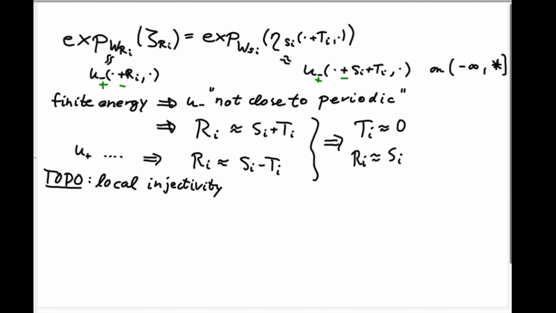Let me state local injectivity. So if R is not equal to S, but R is close to S, then the gluing of R should be not equal to the gluing of S, fixing U plus and U minus here.